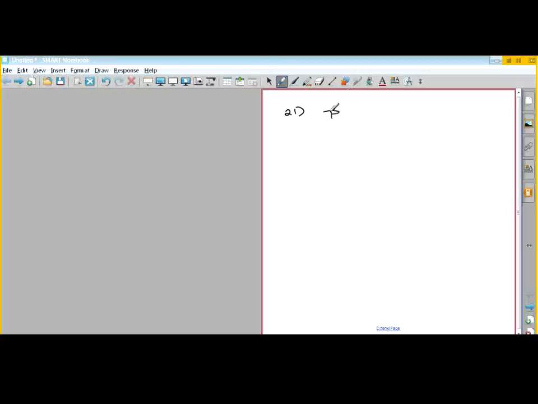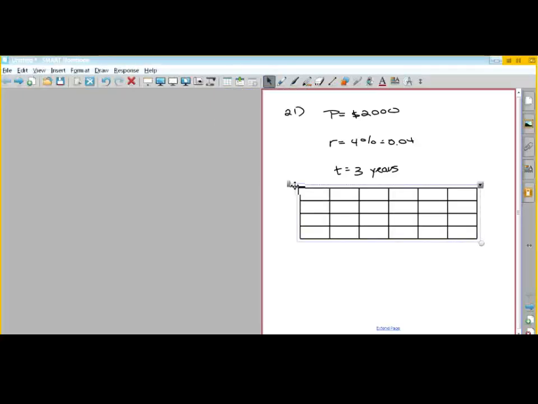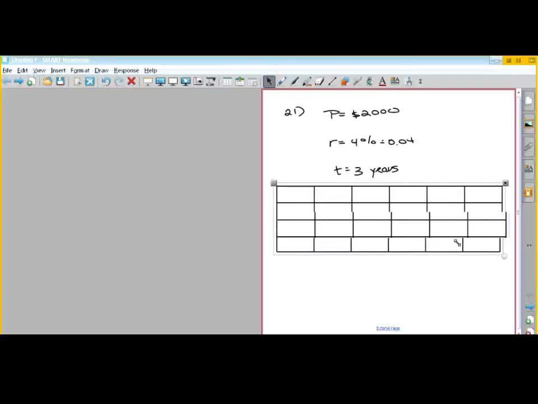So what we have is the principal is 2,000 in all cases. The rate is 4%, which is 0.04 decimal. And the time is 3 years. So what I'm going to do is make up a table here, and I'm going to put four rows, and let me see what I want here. I think 5. There's 6. If I have an extra one, that's fine.